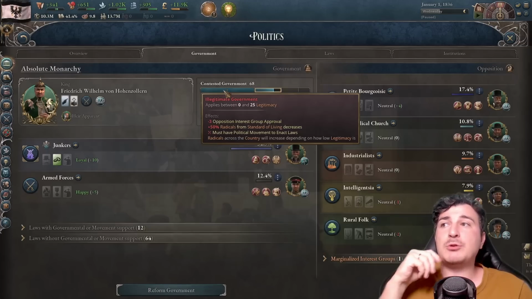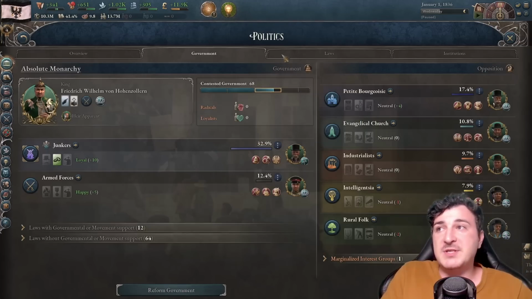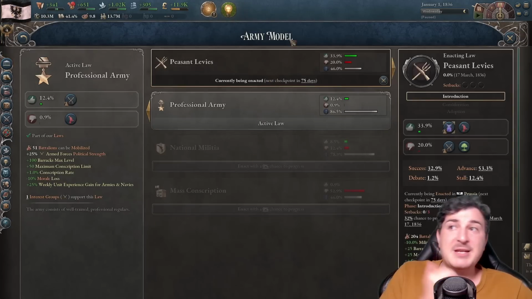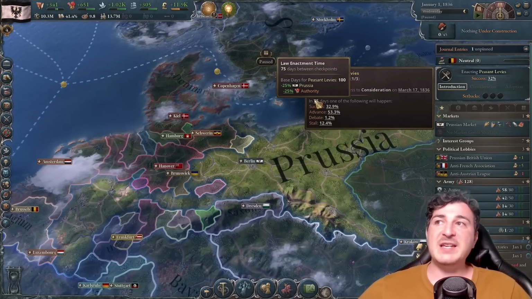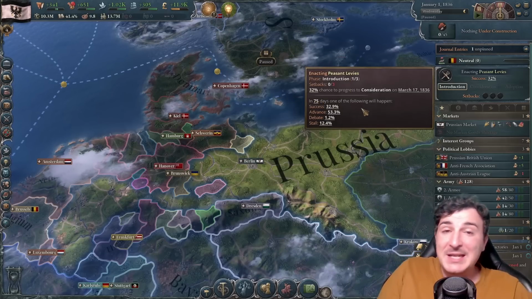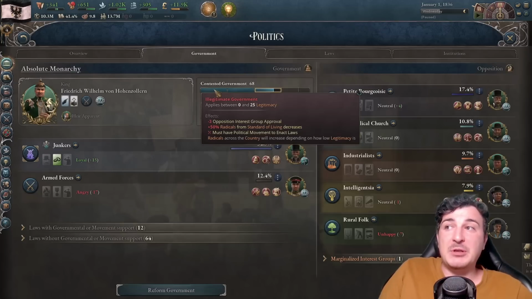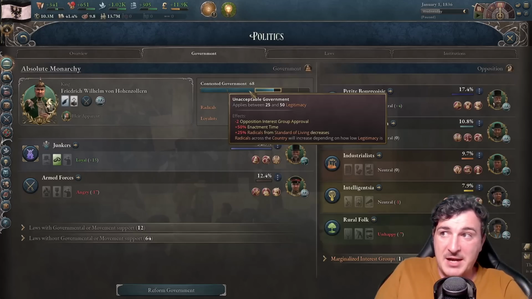If you go below 25, you will not be able to continue with your legislation changes. So say for example, we're trying to get peasant levies for whatever reason, right? Well, this has 75 days between checkpoints. Now these 75 days would completely stop if our legitimacy is below 25. If it's between 25 and 50, we do get some radical debuffs. That means more radicals from standard of living decrease.